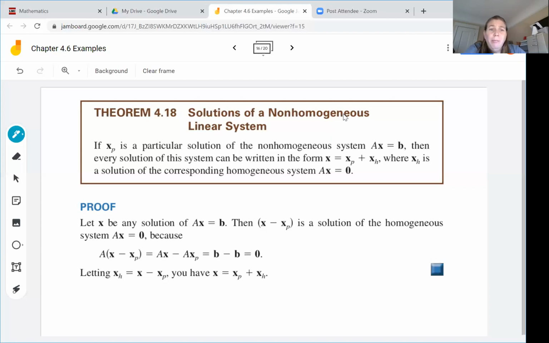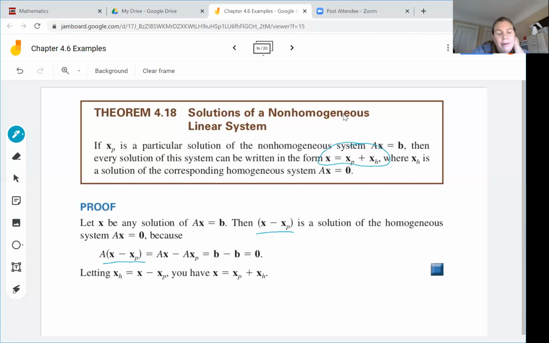So let's take a look at the proof. We're going to let x be any solution of Ax equals b. Then x minus xp is a solution to the homogeneous system Ax equals 0, because if we take x and subtract out xp, that's going to leave us with the homogeneous part, right? X equals xp plus xh.